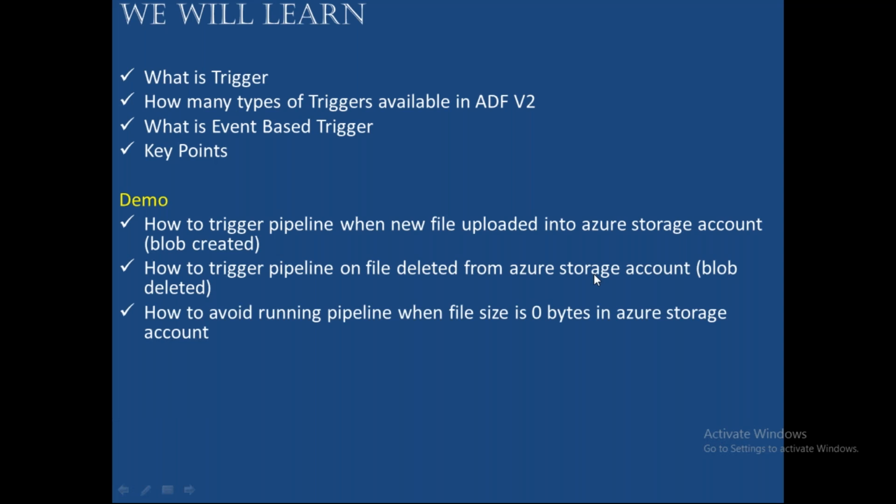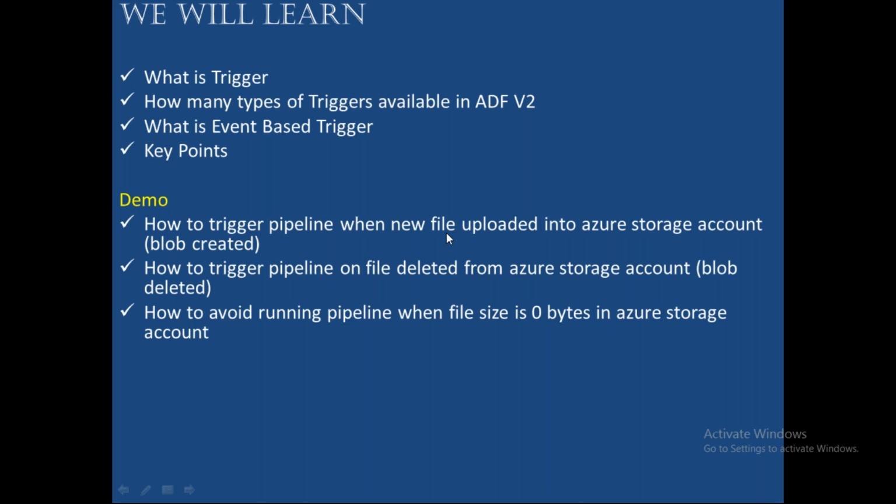Next, we are also going to see how to avoid running a pipeline when the file size is 0 bytes in an Azure storage account. What we are trying to say in this first demo is, whenever I upload a new file into Azure storage account V2, I want to run my pipeline immediately. But why are you running the pipeline? Because you received an event saying that some new file came, and you want to process it. But if the file is empty, there is no data in it, what is the use of processing this particular file?